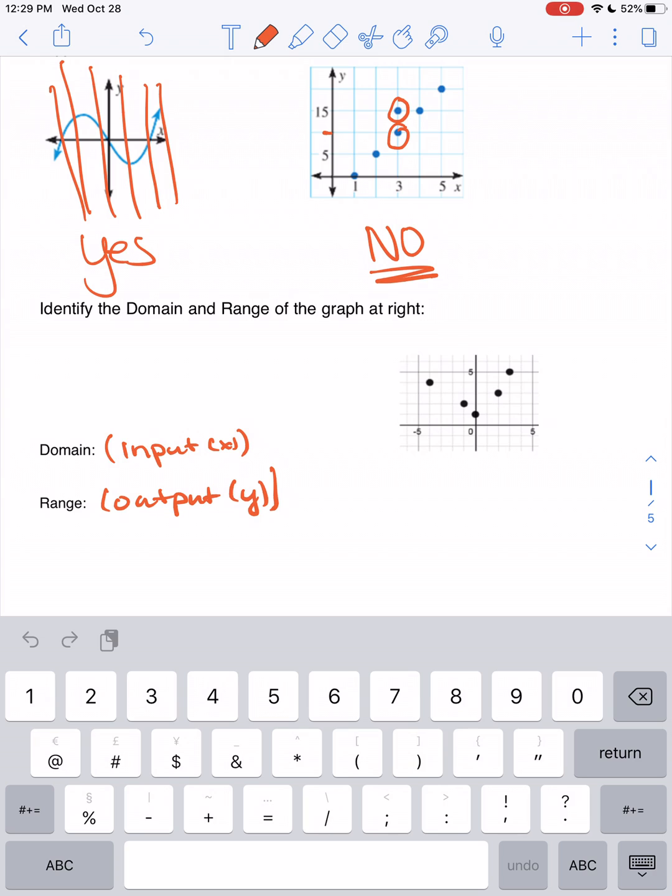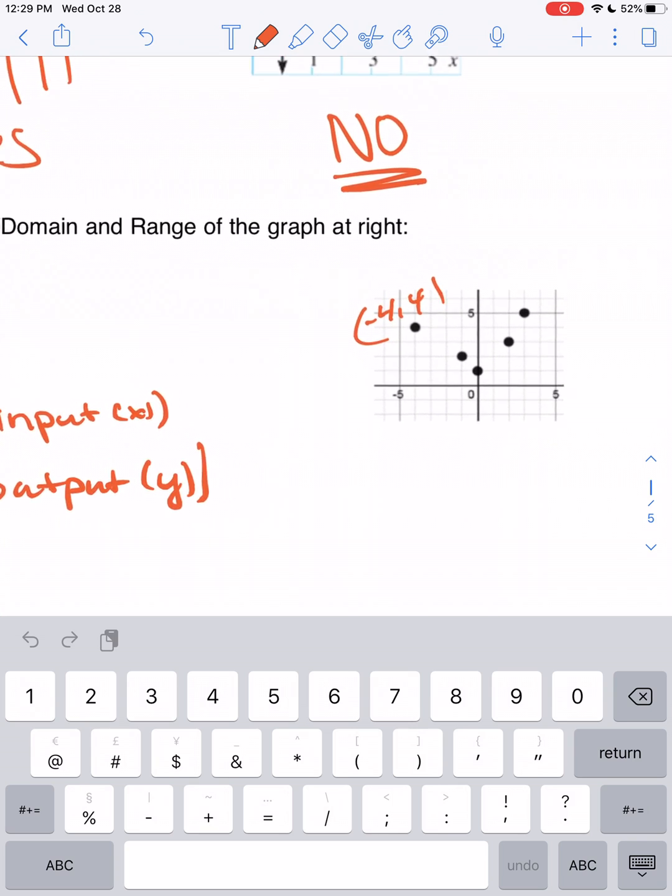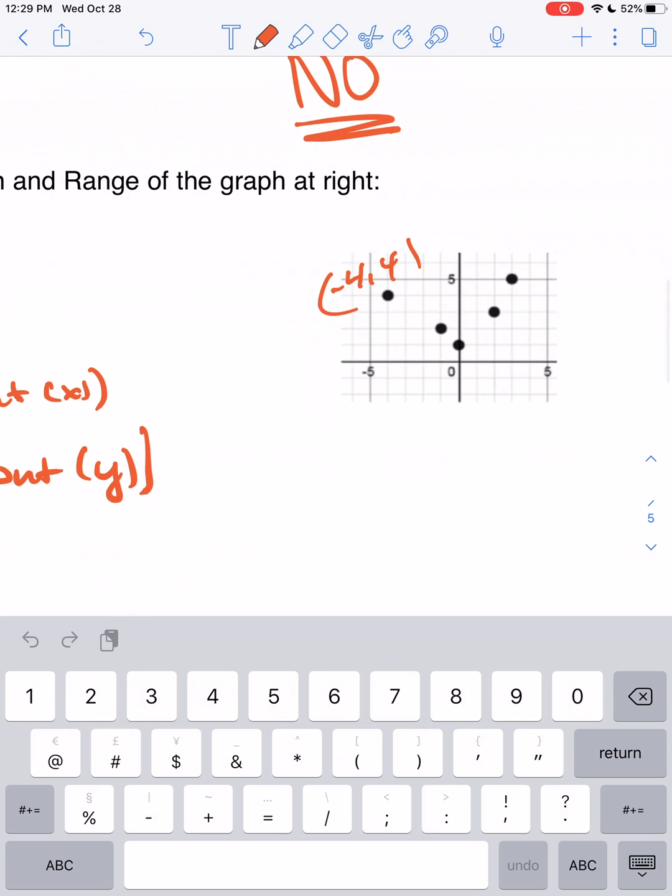So if we look at some of these points, this one looks like negative 4, 4. Make this a little bigger so we can see it better. This one looks like negative 1, 2. This one looks like 0, 1, over 0, up 1. This one looks like over 2, up 3. And finally, this one looks like 4, 5.